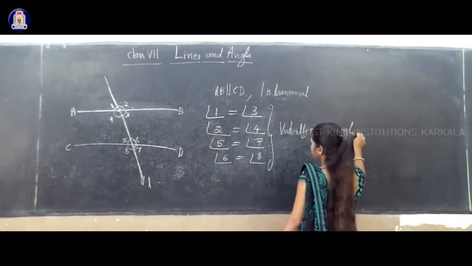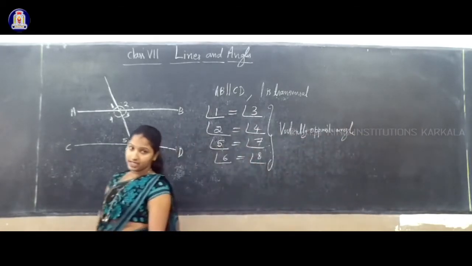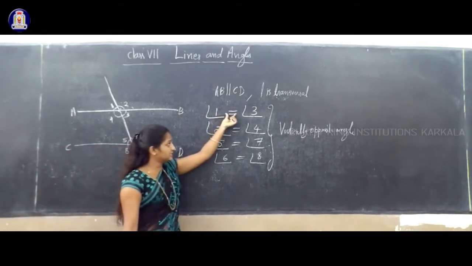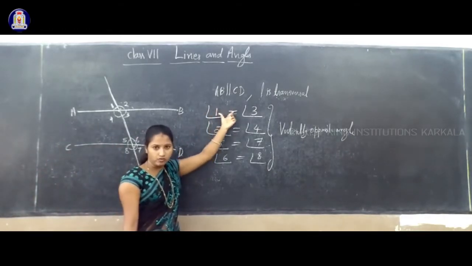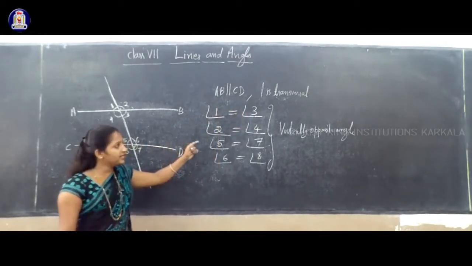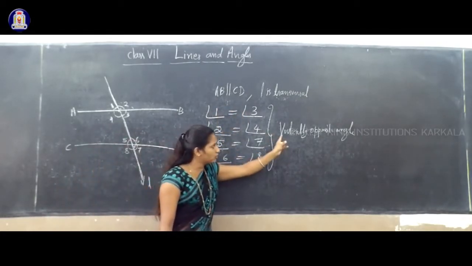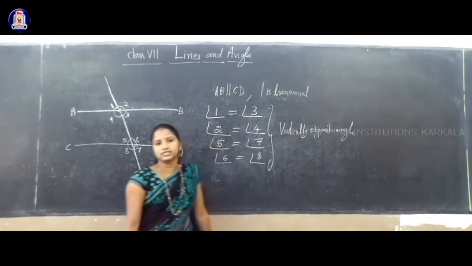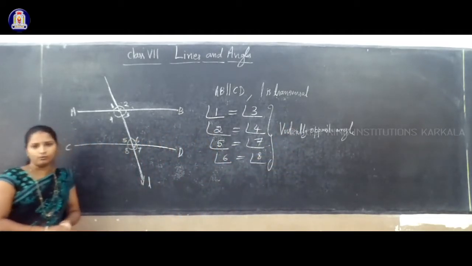So these are equal. Vertically opposite angles are equal. We can say angle 1 is equal to angle 3. So these two angles are equal. Why are they equal? You must write the reason: because they are vertically opposite angles. Clear?